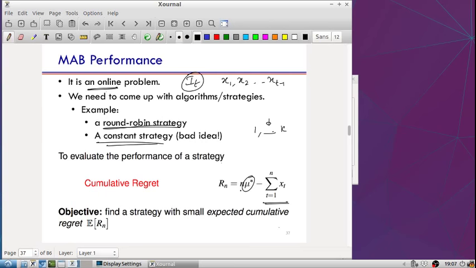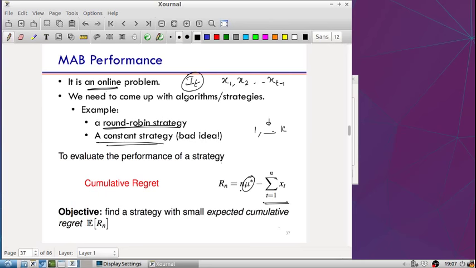And the goal is to find a strategy, something like round robin strategy or something else, which will give me small expected cumulative regret. What is this expectation over? This expectation is because xt is random. For a particular sequence of things that you did, you will get little xt. But these are random variables, right? So that's why there's an expectation. That's just a minor detail.